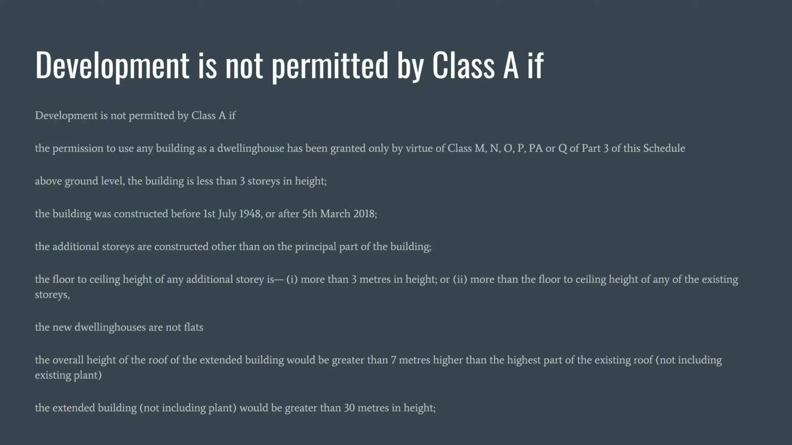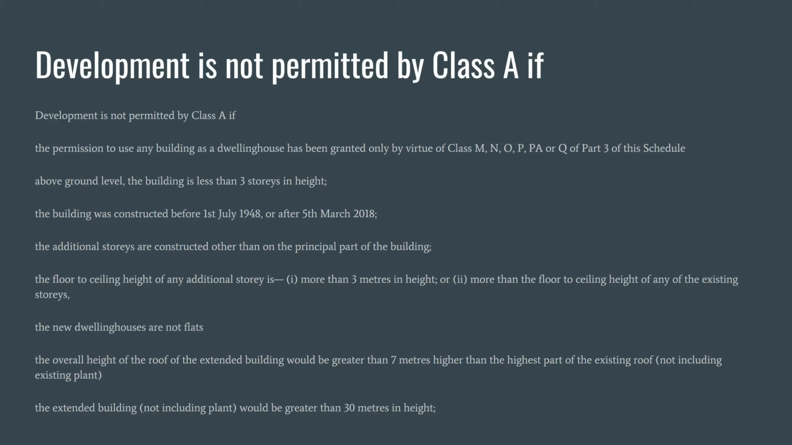The additional stories that are going to be constructed have to be on the principal part of the building. Now, what is principal? It cannot be on another part of the land. It has to be on the exact detached block of flats. Is the floor to ceiling height of any additional stories more than 3 meters in height? If it is, again, this will fail. We need to keep it to a maximum of 3 meters in height. Again, if it's more than that, it's going to fail.